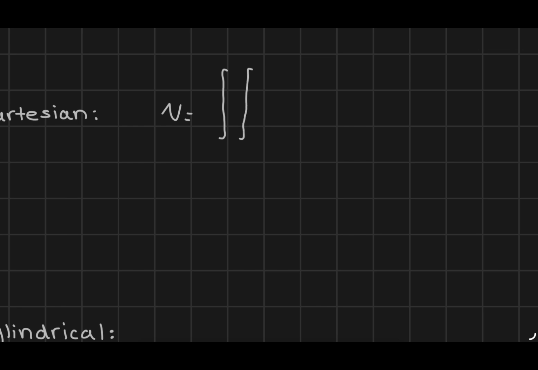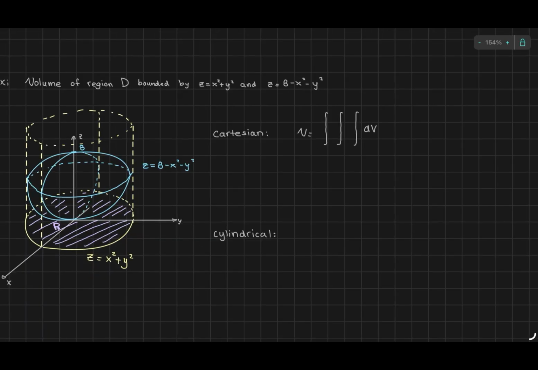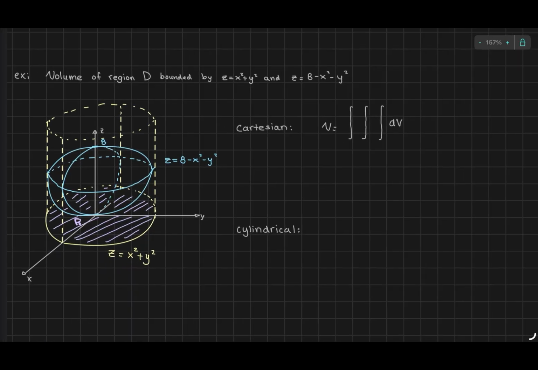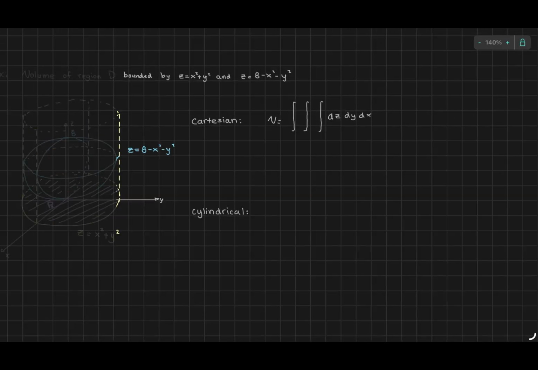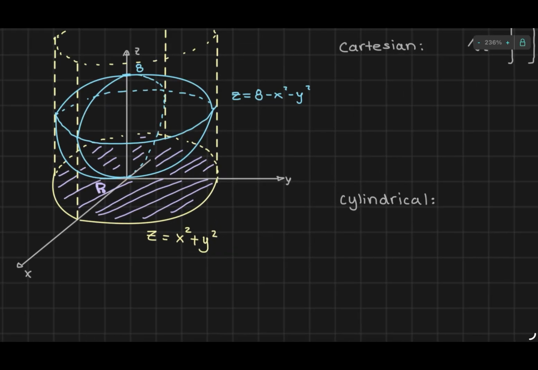triple iterated integral dV. Let's see, what order? I'll just stick with the regular order, dz, dy, dx. So looking at our z differential bounds, what are we looking at here?